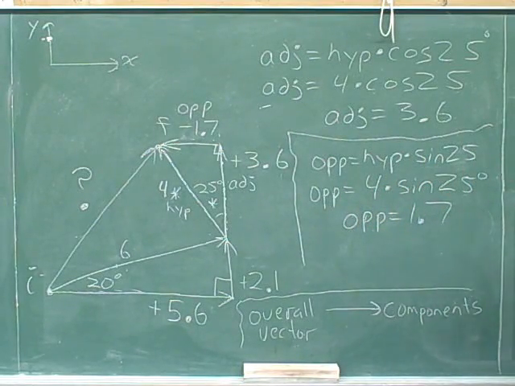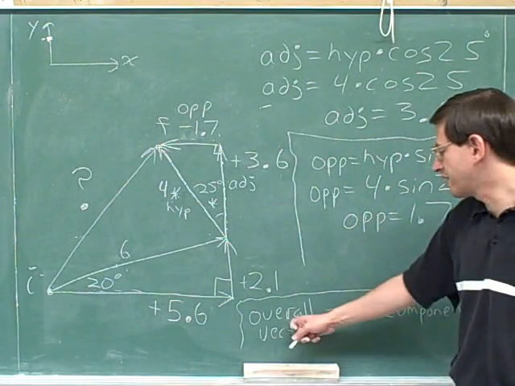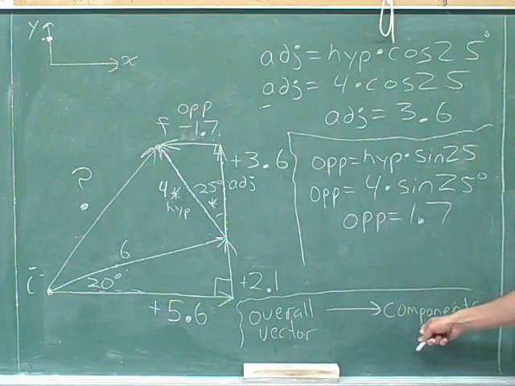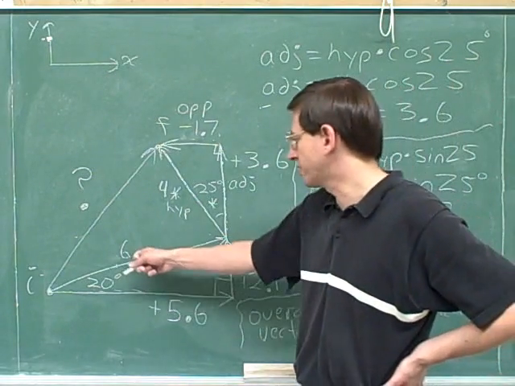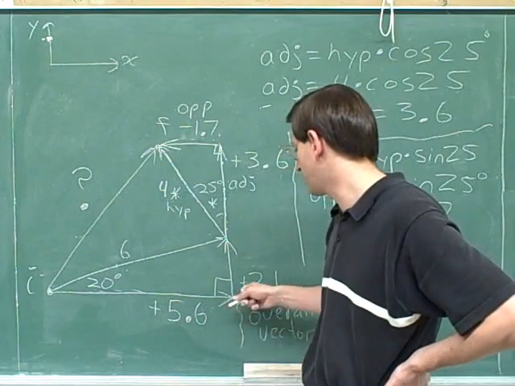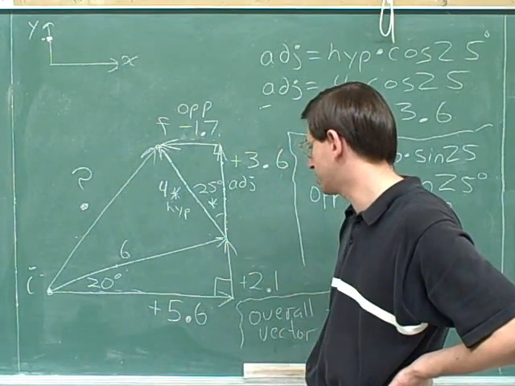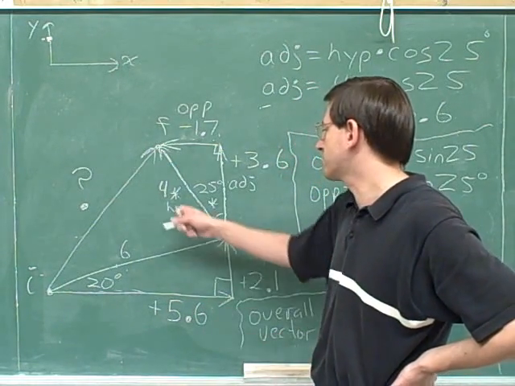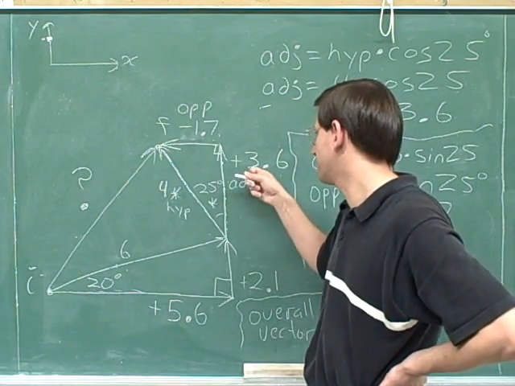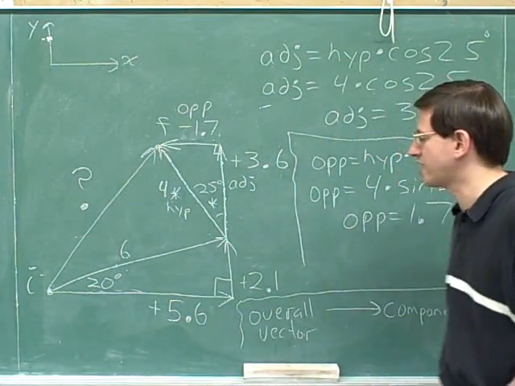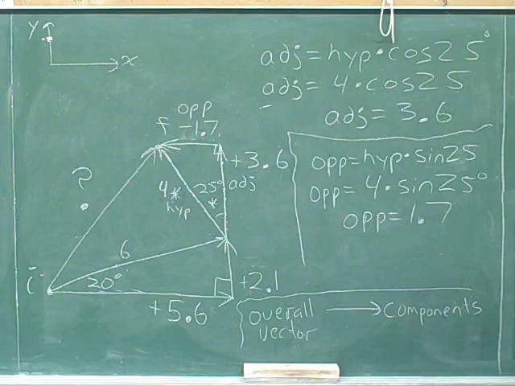Remember that one of the skills we've learned in this series of videos is how to take overall vectors and break them into components. Well, now we've done that twice. We broke this overall vector of 6 into the two components, positive 5.6 and positive 2.1. And then we broke this 4-meter vector into components, positive 3.6 and negative 1.7. So I hope that you're feeling much more comfortable now with that skill of breaking overall vectors into components.